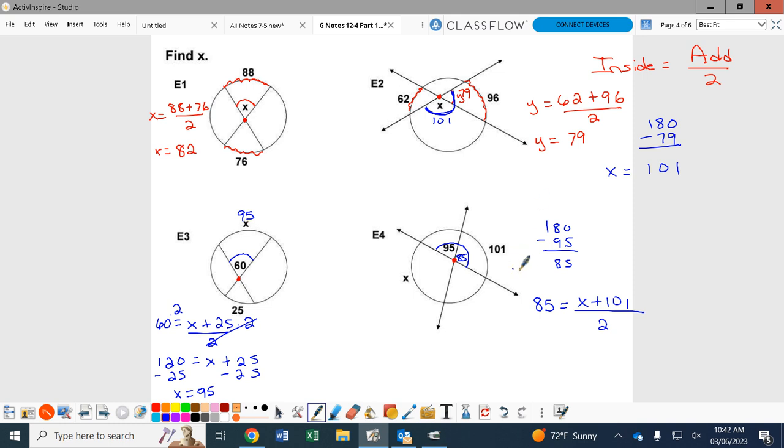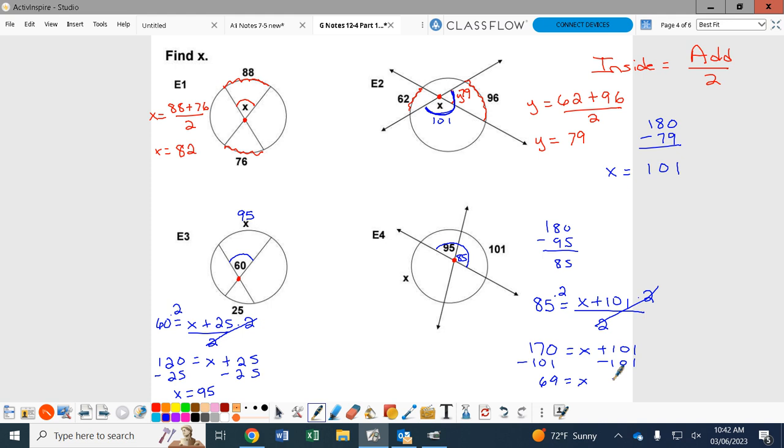So, to go from here, we're going to multiply both sides by 2. 85 times 2 is going to be 170 equals x plus 101. We're going to minus 101, minus 101, that's going to be 69 equals x. There we go.